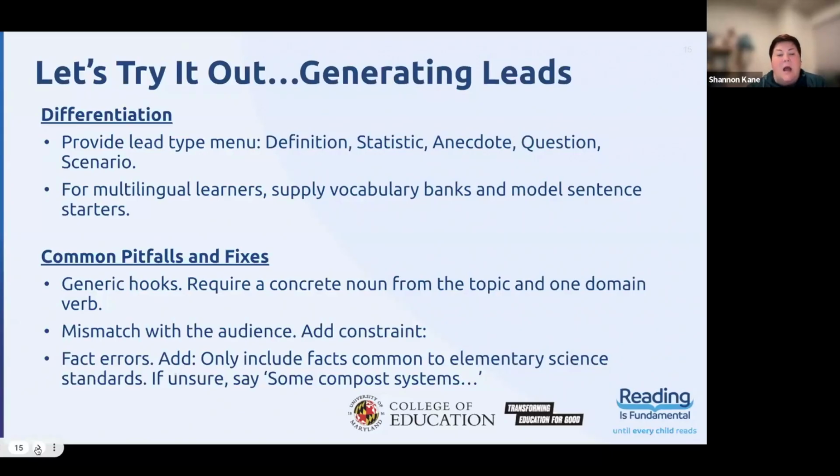And just some thinking of some common pitfalls. So generic hooks, right? So we want to make sure we're giving them some ideas. Mismatching with the audience. So that's why we're going to give a constraint like fifth grade or whatnot. And then fact errors. And so only include facts common to elementary science standards, or if unsure, speak generically.